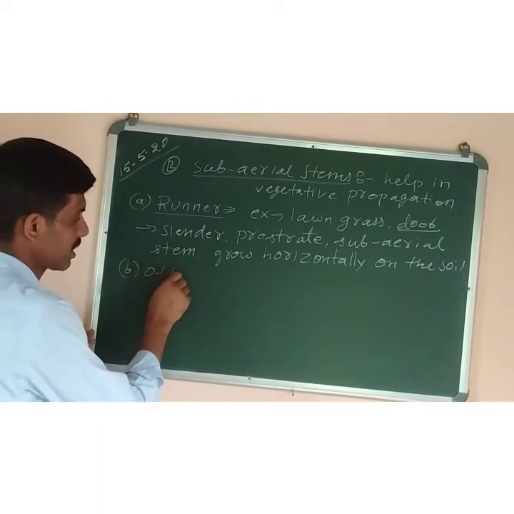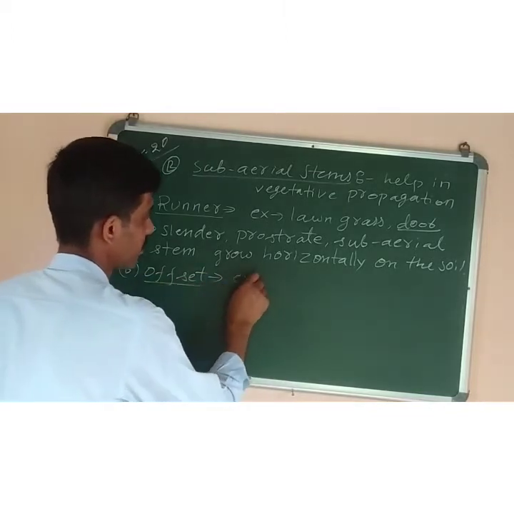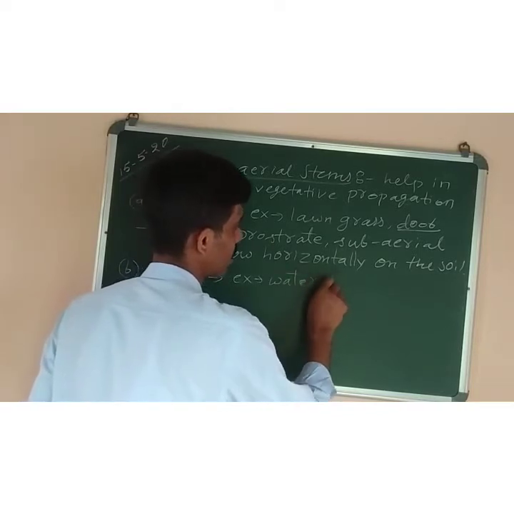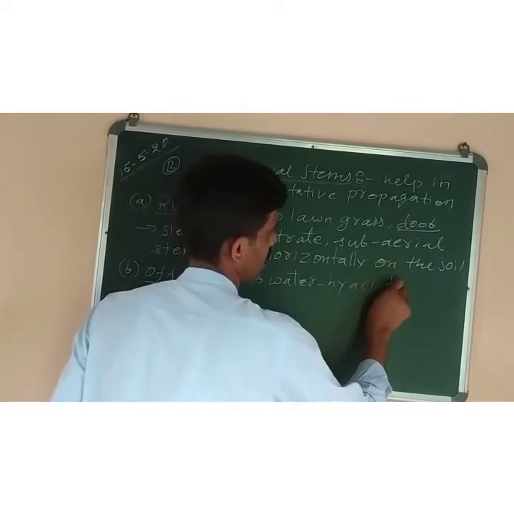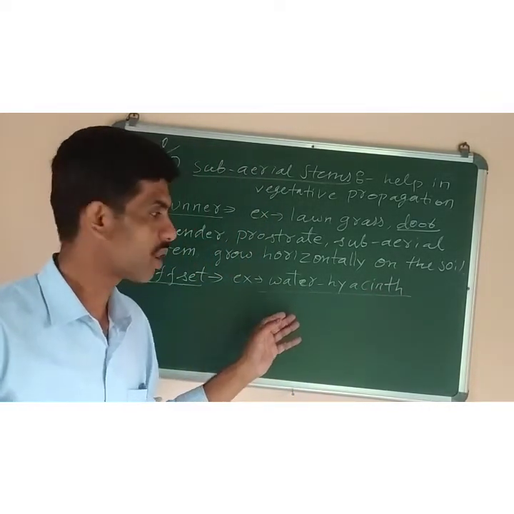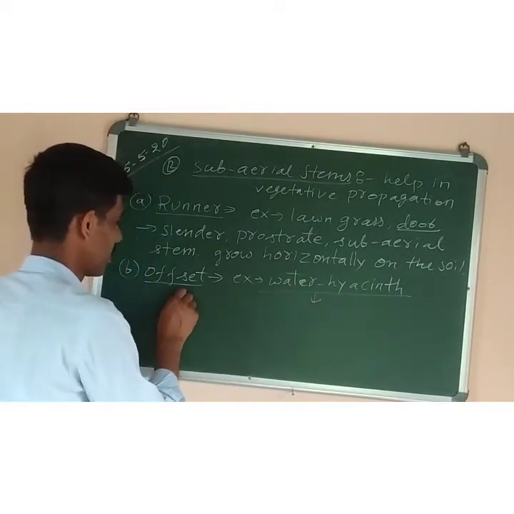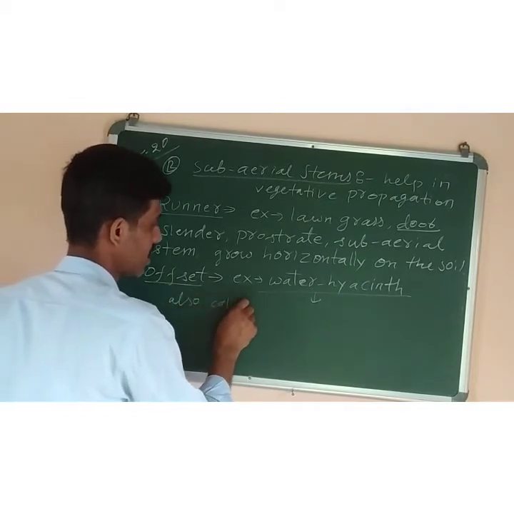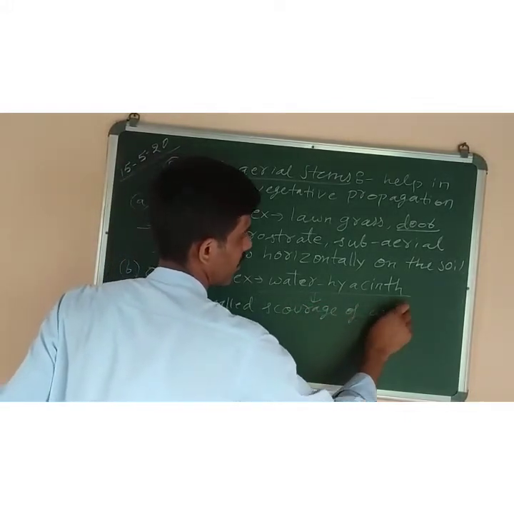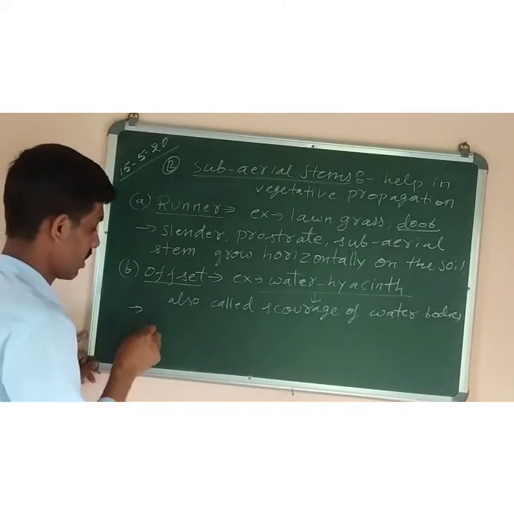Example, you know water hyacinth, no? O-F-F-S-E-T, offset. Example, water hyacinth. In Hindi it is also called jalkumbi, no? It is called the scourge of the water bodies. S-C-O-U-R-G-E, scourge of water bodies. It is also known as terror of Bengal, the other name.